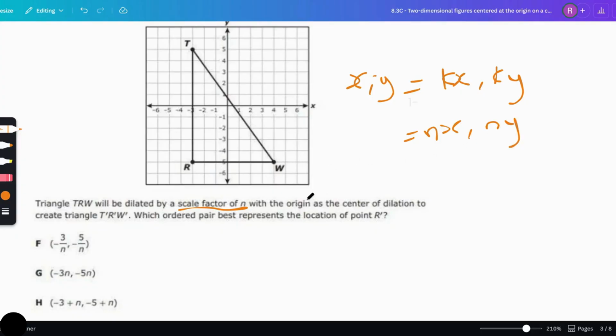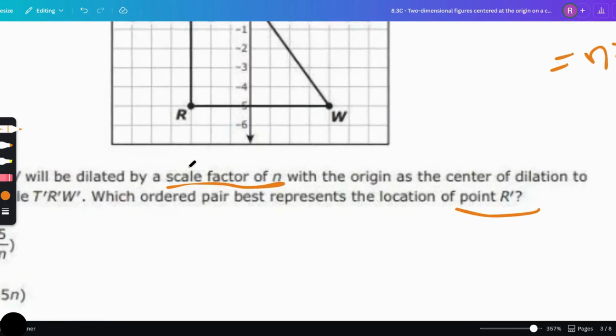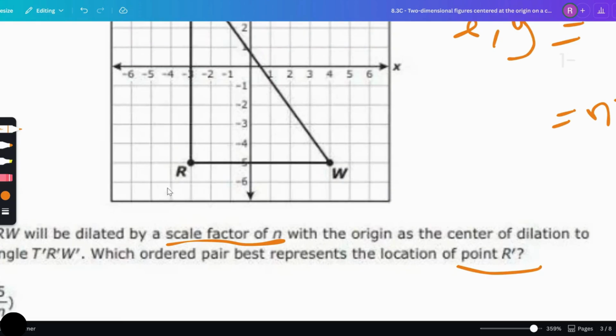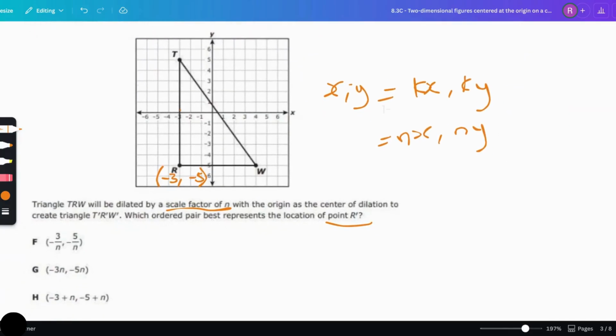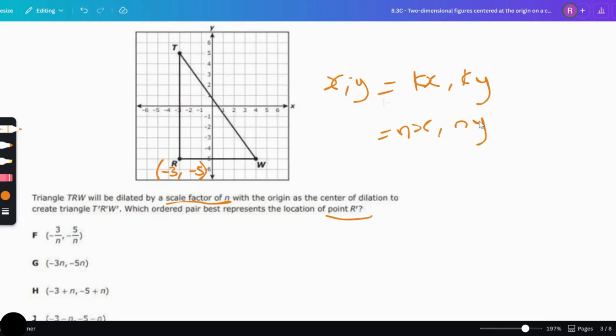So which ordered pair best represents the location of point R prime? What is point R? Let's first figure out point R. Point R will be negative 3, comma, when we trace it to x, it's negative 3. When we trace it to y, it's negative 5. So when we dilate negative 3, comma, negative 5 by n, it will be negative 3n, comma, negative 5n, and that will be G. So that is what dilation means. You just multiply by the scale factor.